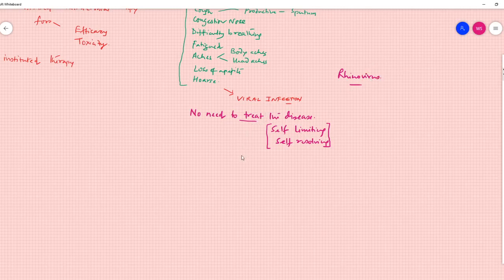Okay, so then what do you do? Well, the patient obviously has got a problem. Then what do you do? You treat the symptoms. Okay, so in this case, the patient has got fever, so you give an NSAID. Okay, maybe it's got a stuffy nose, so you give something that can relieve a stuffy nose. You can give a nasal decongestant.